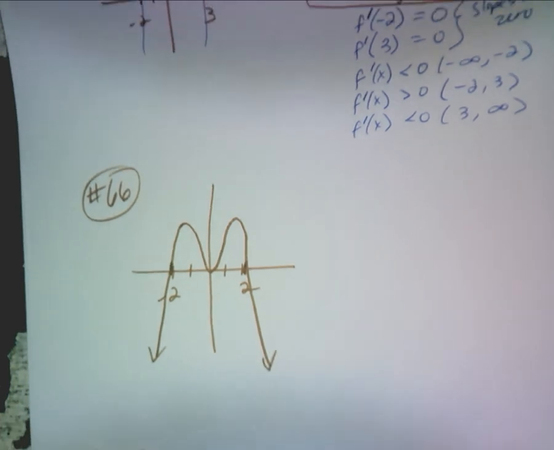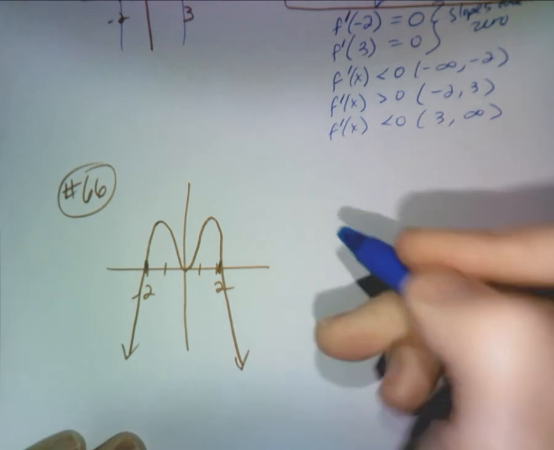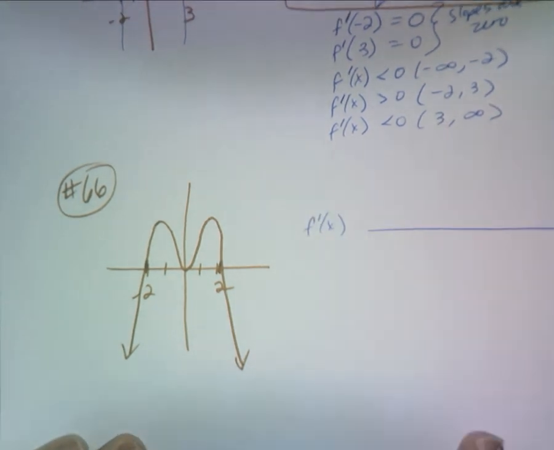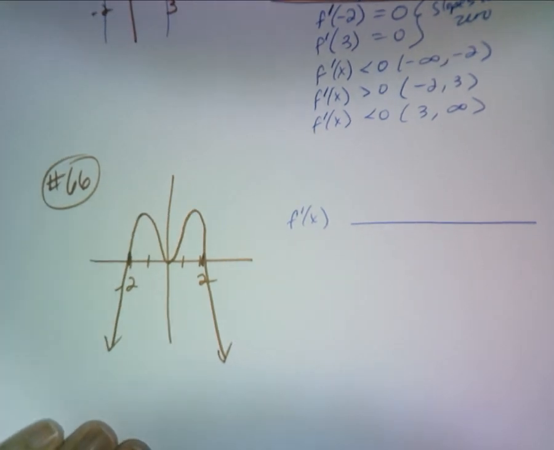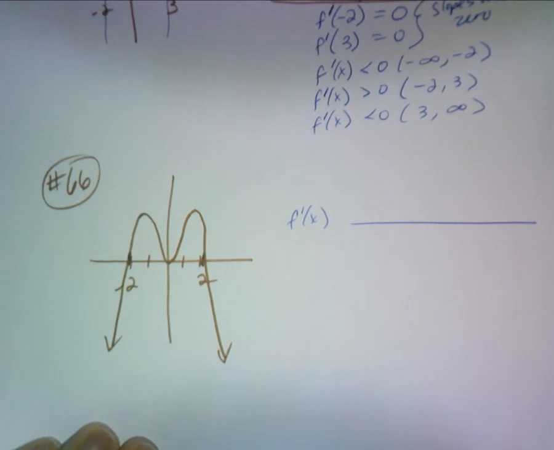All right, we are going to graph the derivative. We're just going to do a sketch of it. That's all it is. So the main thing is to first find your zeros. Those are what you want to plot right here. Where are your zero slopes at?